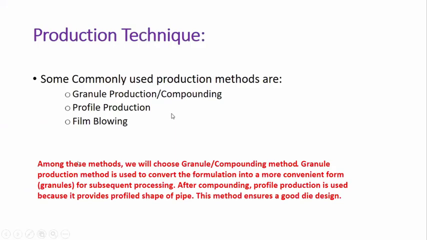I am Rakib Hassan, and I will be discussing the production technique of the extrusion technique. Some commonly used production methods are granule production, commonly known as compounding, profile production, and film blowing. Among these methods, we will choose the granule or compounding method. And after compounding, profile production is used because it provides the profile shape of the pipe.